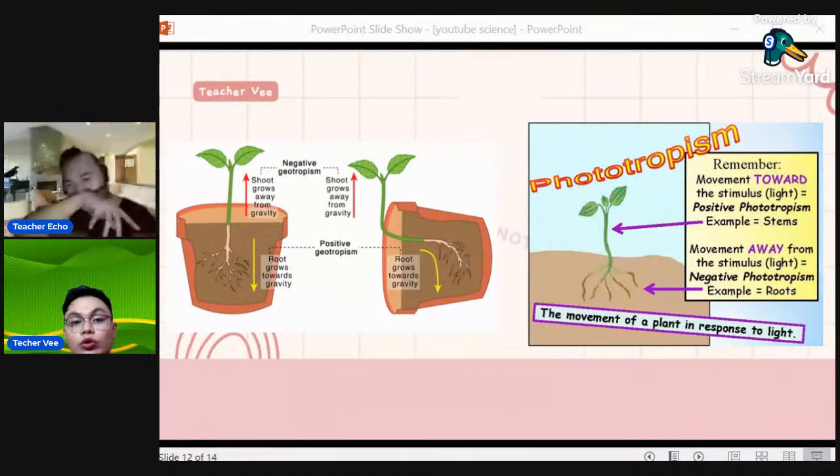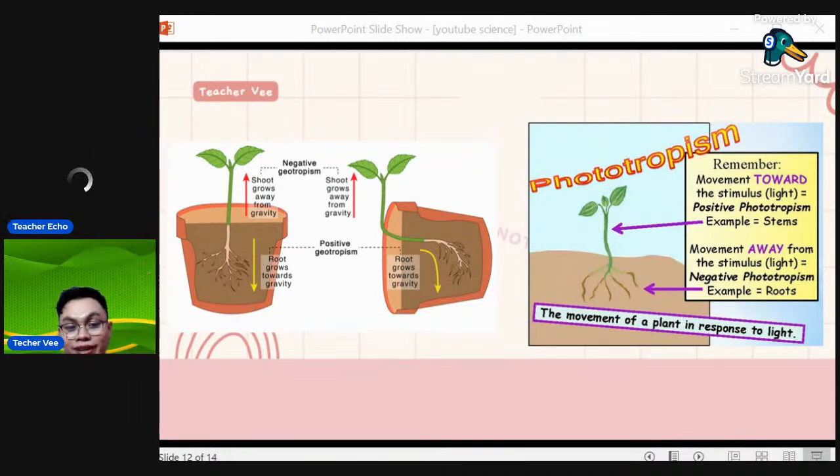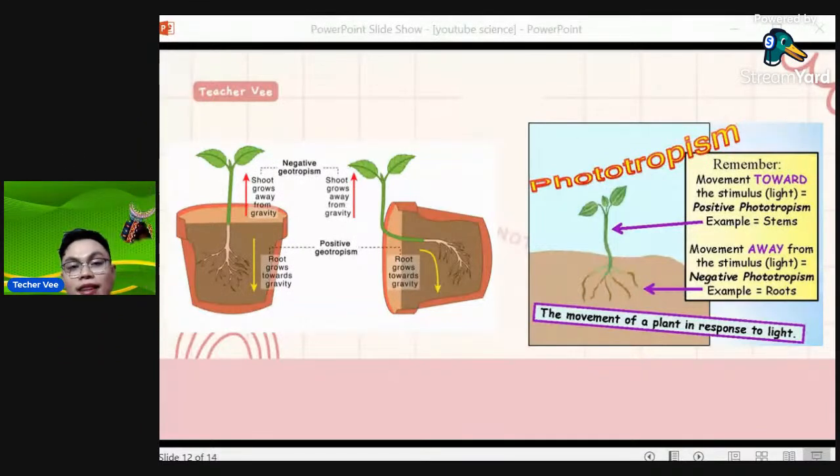Phototropism, from the word photo. Photo kasi means light, diba? Photo means light. So meaning to say, the orientation po of a plant or other organism in response to the light or the sun, no? Either towards the source of the light or away from it. So if it is towards the light or the sun, that's positive phototropism. Kapag away naman, that's negative phototropism.